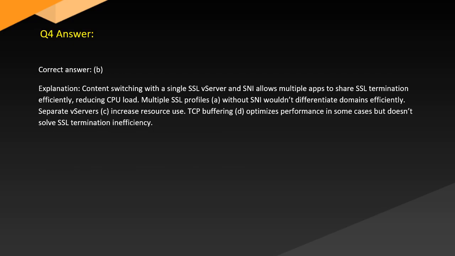Answer. Correct answer: B. Explanation. Content switching with a single SSL server and SNI allows multiple apps to share SSL termination efficiently, reducing CPU load. Multiple SSL profiles, A, without SNI wouldn't differentiate domains efficiently. Separate vServers, C, increase resources. TCP buffering, D, optimizes performance in some cases but doesn't solve SSL inefficiency.